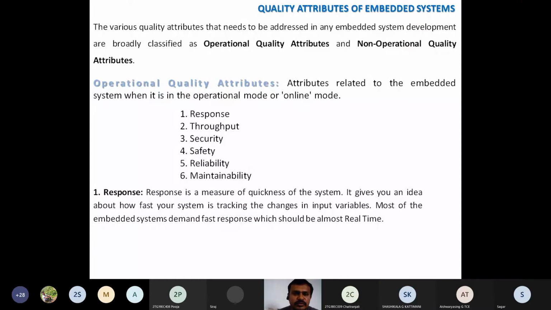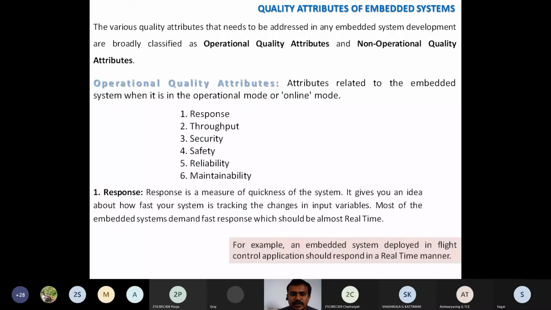Obviously, this attribute, this behavior of an embedded system when it is working, is related to the characteristic of that embedded system, that is real time. It must be real time so that the tracking of the changes on the input side happens. Based on those changes on the input side, the quickness of the response will be measured. For example, the embedded system deployed in a flight, as we discussed in the real-time characteristics. The flight control application should respond in a real-time manner.